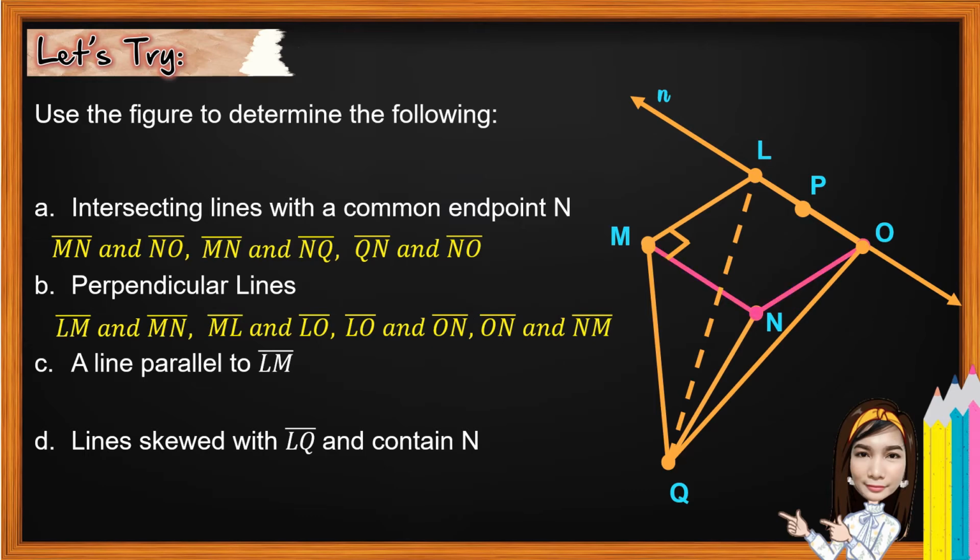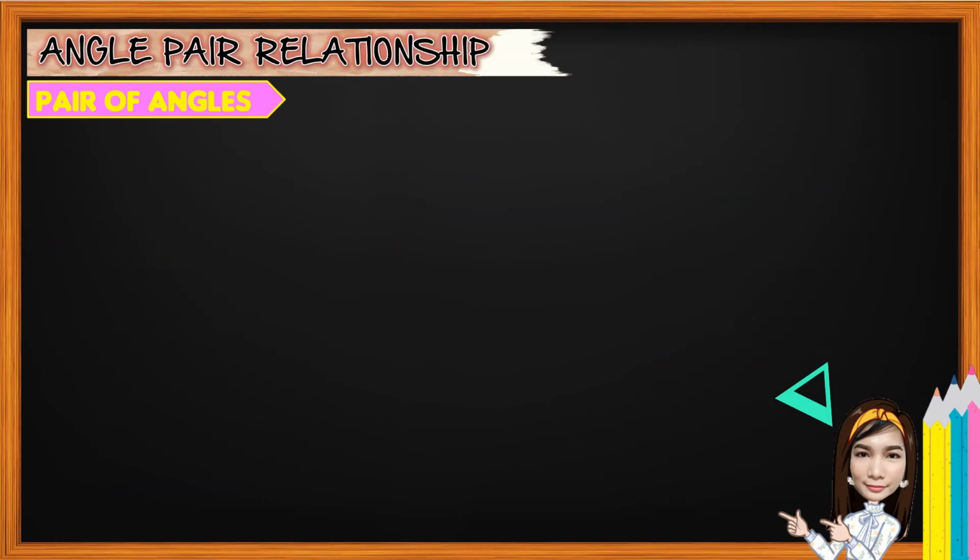Now let's proceed to letter C, a line parallel to line segment LM. So we have line segment NO. As you can see, line segment NO is parallel to line segment LM. For letter D, lines skew with line segment LQ and contain N. So we have line segment NO that contains N, and line segment MN, which also contains N.